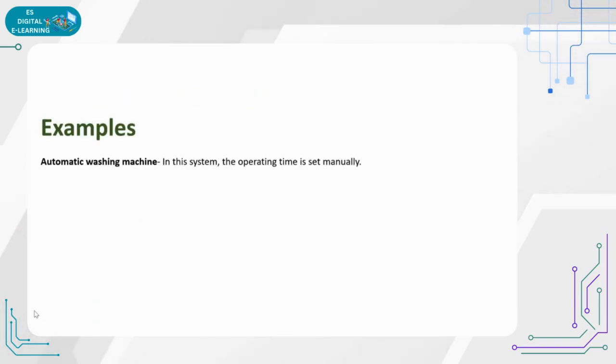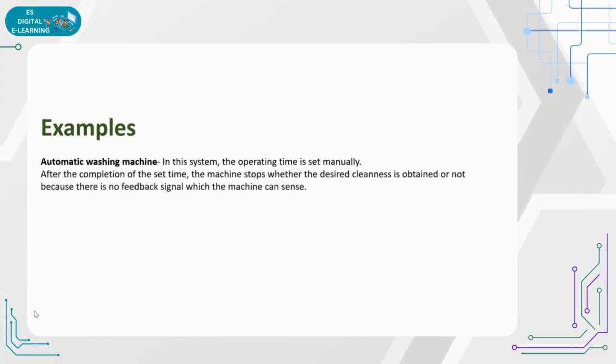Next, coming to the examples of this, like a washing machine. You can write down: washing machine, example of open loop system. So we are adjusting, right? Whenever you have a washing machine, you are setting, okay, I need to rinse it. You set that and it will start rinsing. After rinsing, what will happen? It will stop. So in this system, the operating time is set manually. Once the time is completed, whether it is cleaned or not, it will automatically stop.